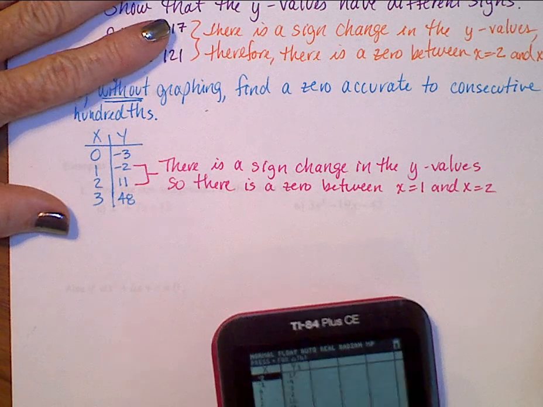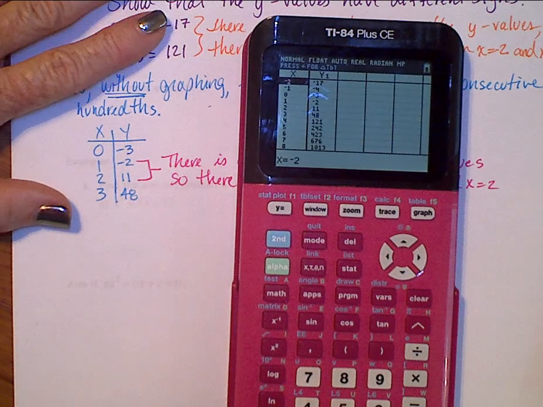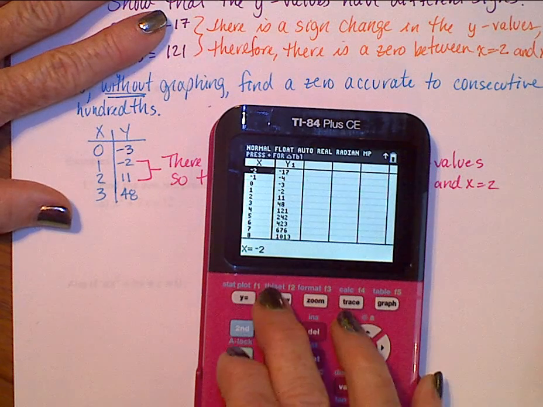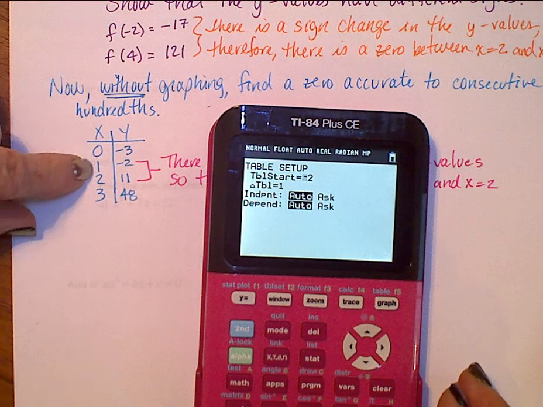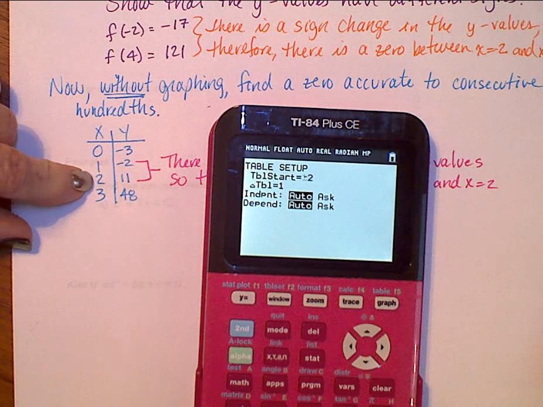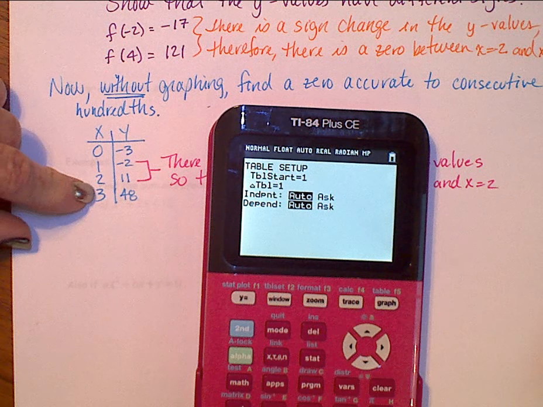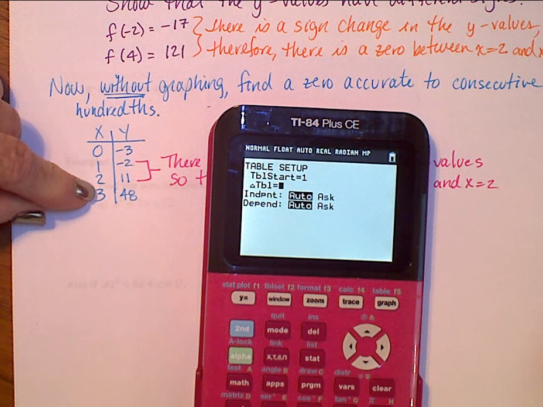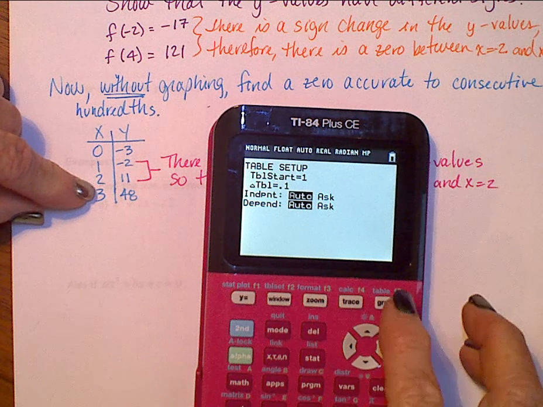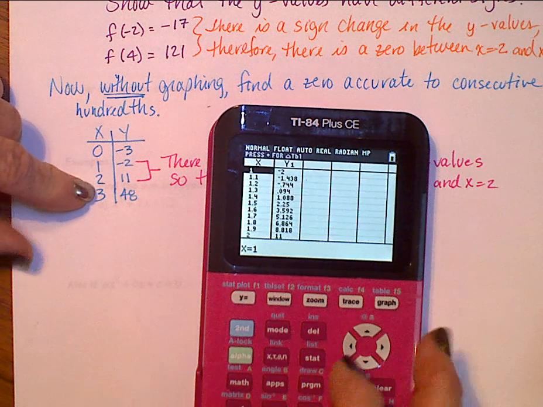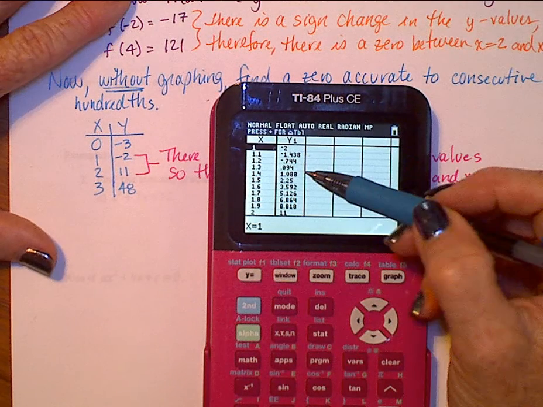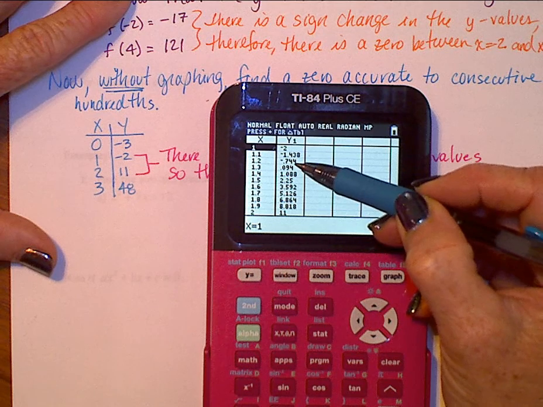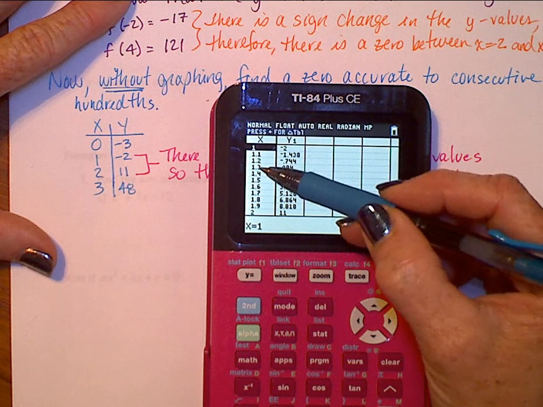All right, now we're going to go just a little bit closer. So this time go back to your table set. And we know the 0 now is between 1 and 2, so let's start our table at 1. And this time, instead of incrementing by 1, let's increment by 1/10. So 0.1. And pull the table again. And we're looking for a sign change in the y values. And we see a sign change right here between x is 1.2 and 1.3.